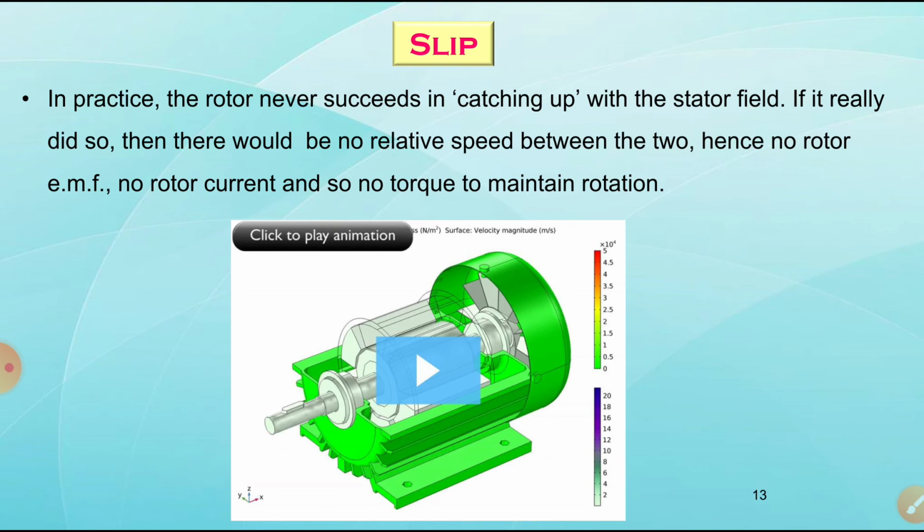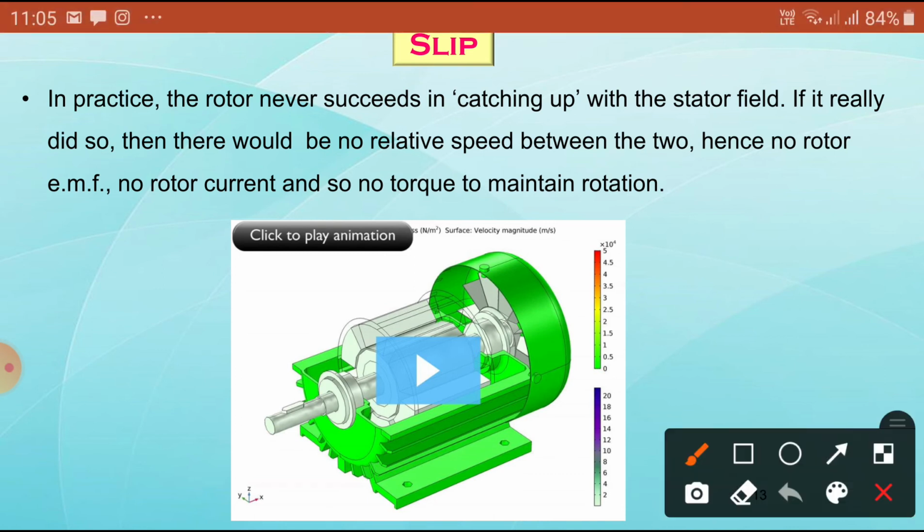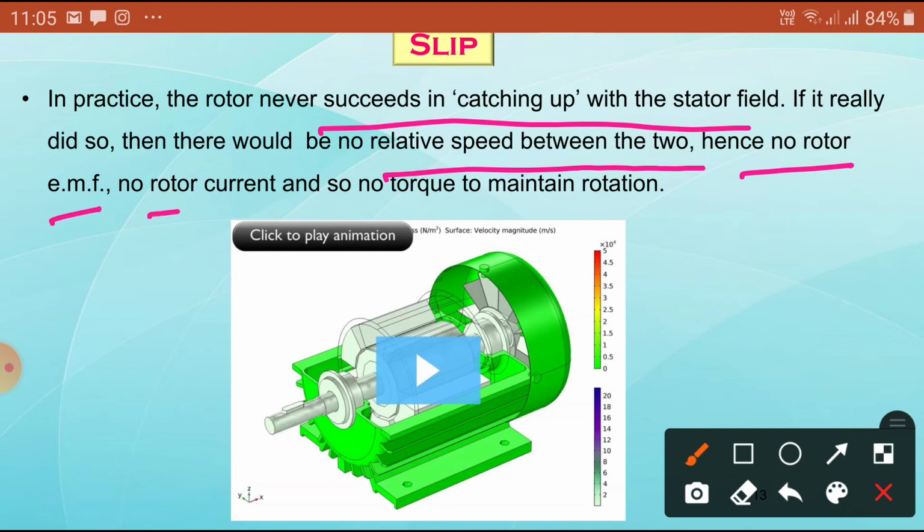So here the same is being told. In practice, the rotor never succeeds in catching up with the stator field. Okay, so it never catches up. If it really did, what would happen? Then there would be no relative speed between the two, hence no rotor EMF, no rotor current, and no torque to maintain the rotation. Then automatically the rotor speed will fall.